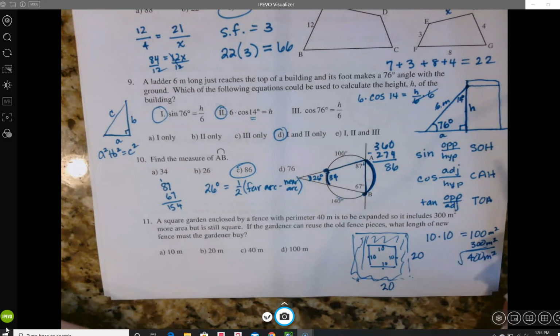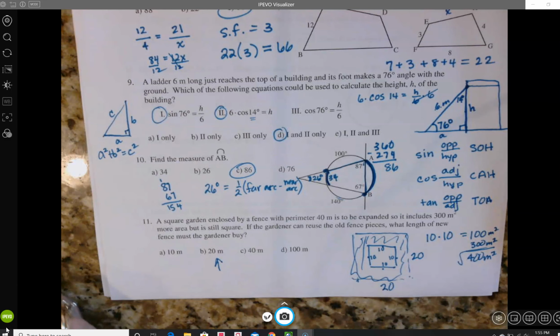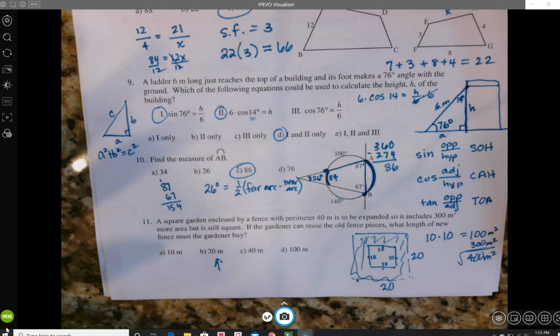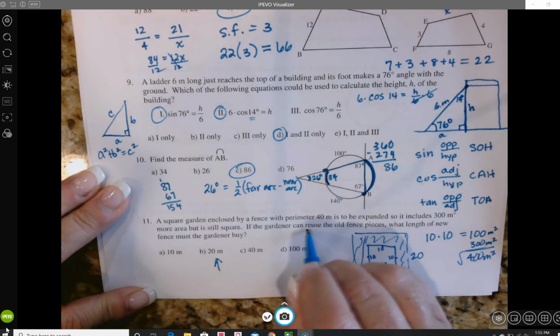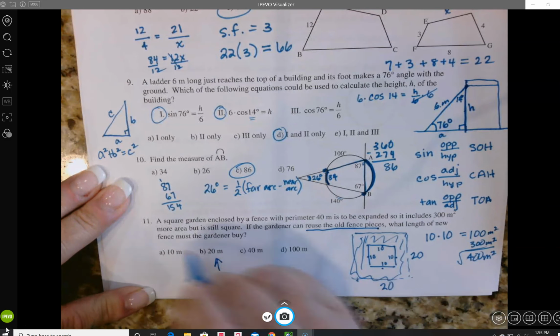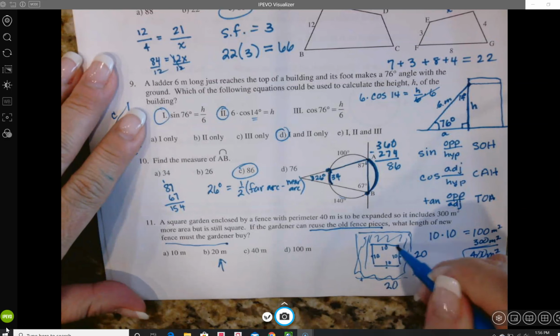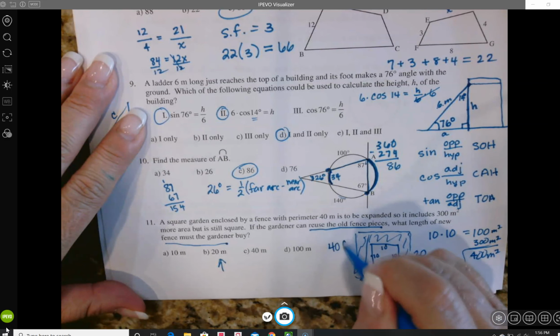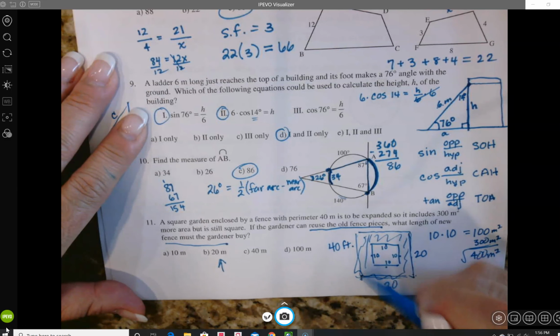Okay, so yay, I found the new garden length. And here it is with the ACT. They give you that tricky answer because that's like the easy answer. And we know with the ACT, we always have to go a little bit further and make sure to read the question. So he can reuse the old fence pieces. How much new fence does he need? Well, the old pieces, remember, he's got 40 feet of fence. And the new garden is 20, 20, 20, and 20.